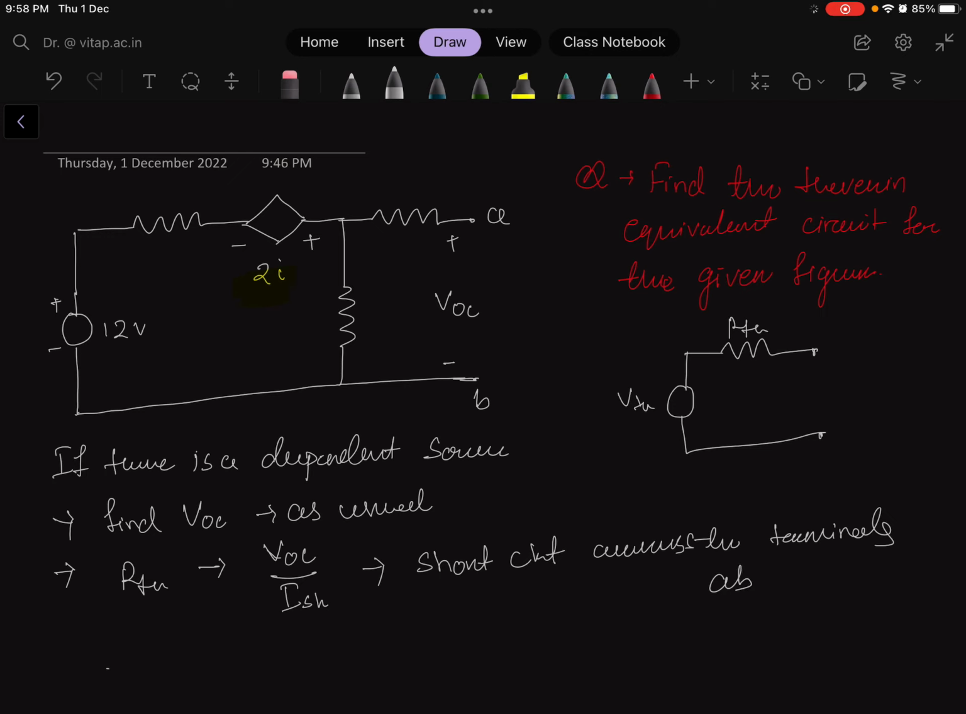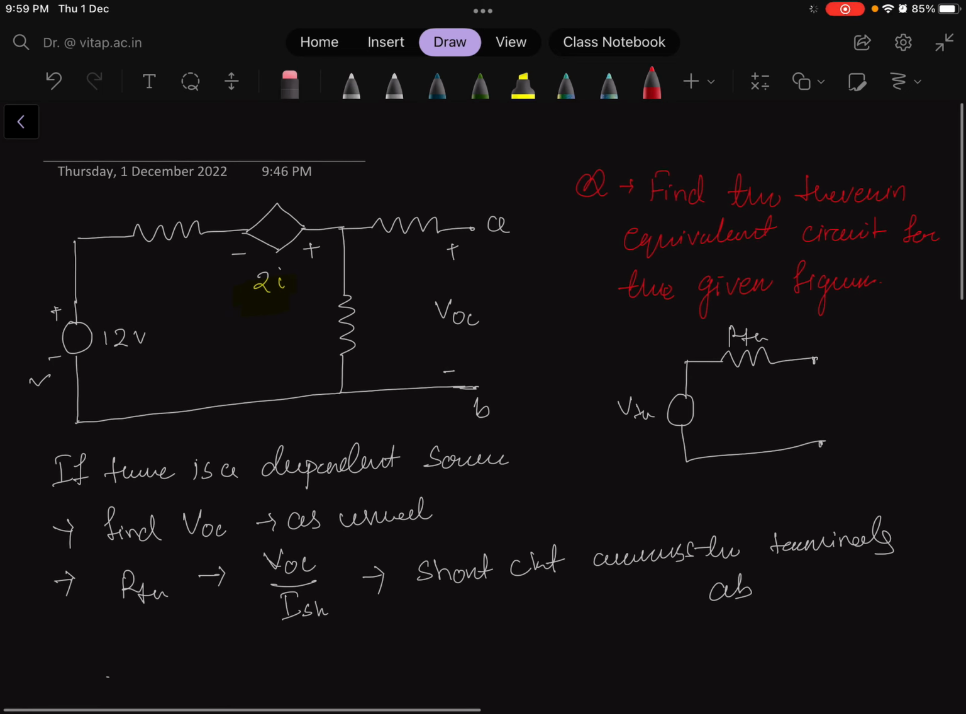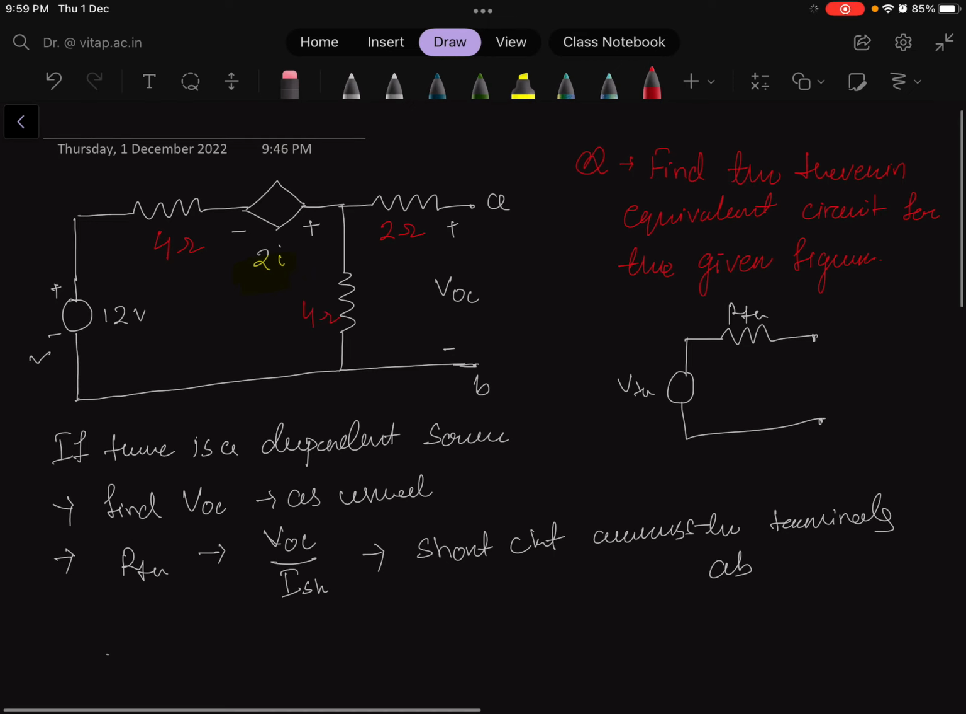So, this is the different process if there is a dependent source along with a regular voltage source or independent source. Now let us start how to solve it. In the circuit these values are given: this one is 4 ohm, this is 2 ohms and this is 4 ohm. So, the first step is to find the VOC.